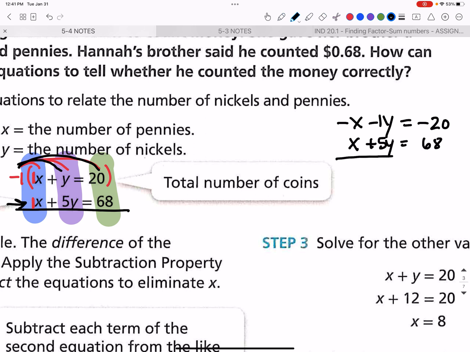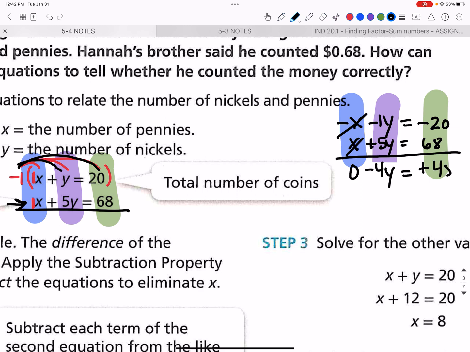All right, now it's set up, and it looks just like the first example we did. Look at your columns, right? You've got the x column, you've got the y column, and you've got the number column, and we are going to simplify each column one at a time. So negative x and positive x, they cancel out, or they zero out, they go away. If you want to put a 0 here, you can. It doesn't really matter. Then you look at the purple column, and you've got negative 1 plus 5, which is negative 4y, equals negative 20 plus 68 is positive 48.